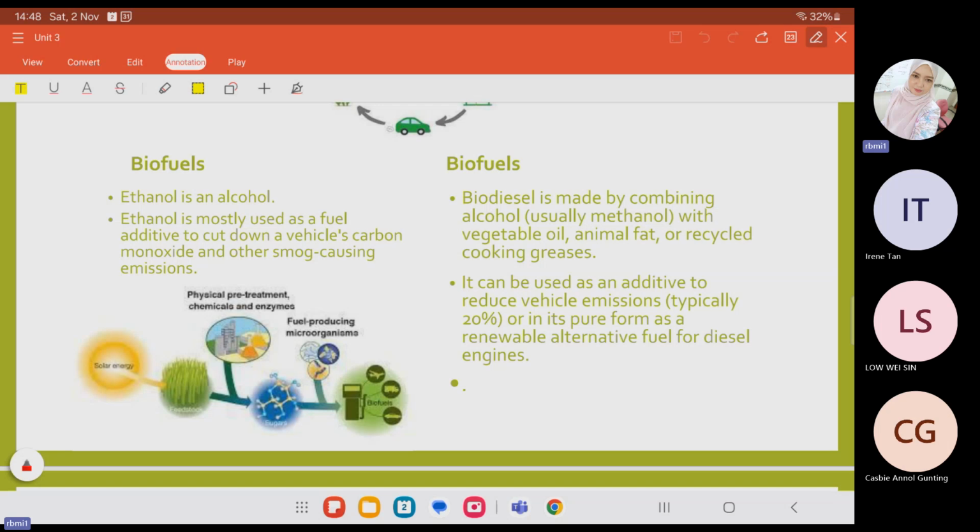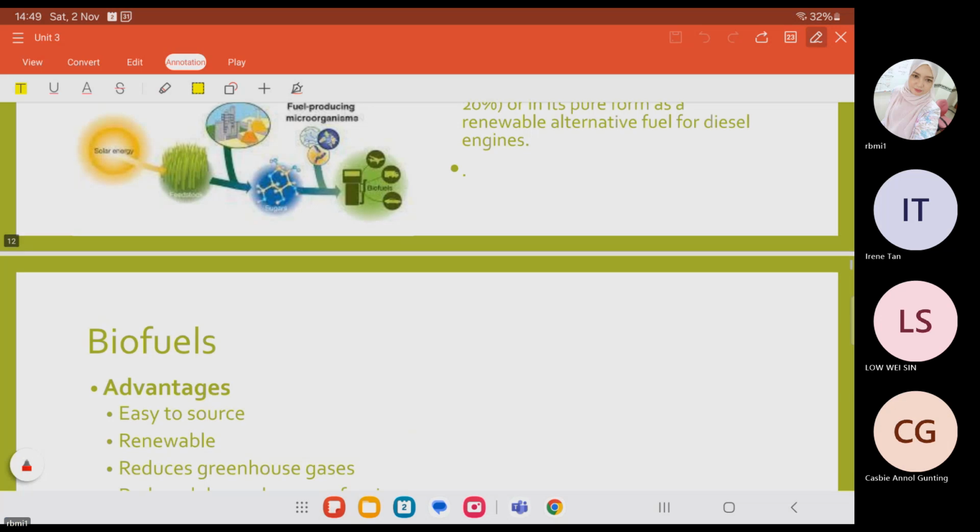Biodiesel is made by combining alcohol, usually methanol, with vegetable oil, animal fat, or recycled cooking grease. It can be used as an additive to reduce vehicle emissions by around 20%, or in pure form as a renewable alternative fuel for the diesel engine. Methanol is particularly preferred because of its physical and chemical advantages. Methanol and ethanol are the most often used alcohols in biodiesel production, due to these chemical advantages.